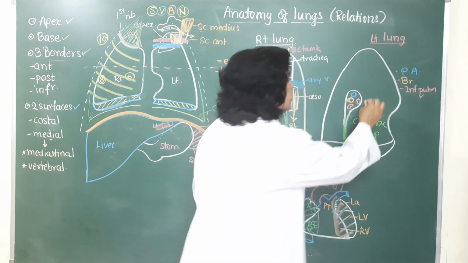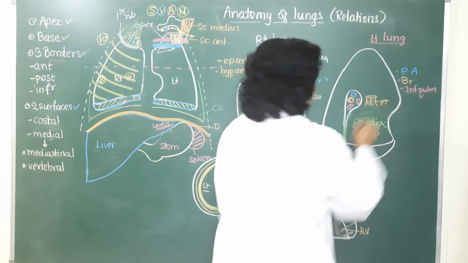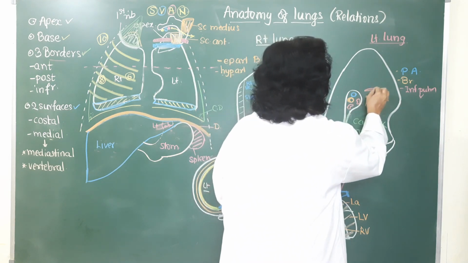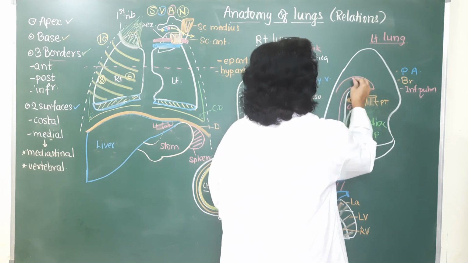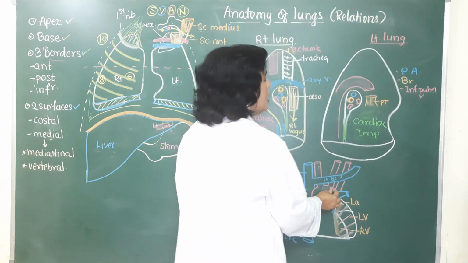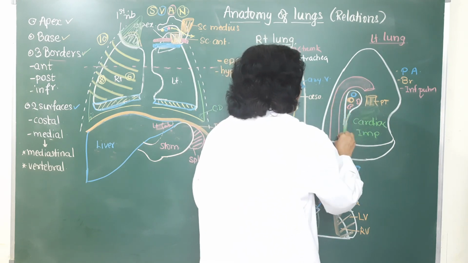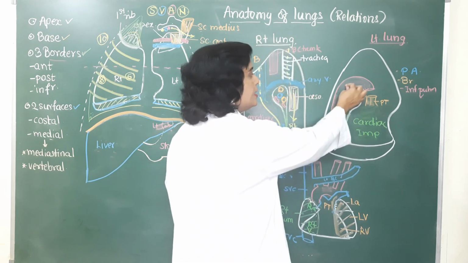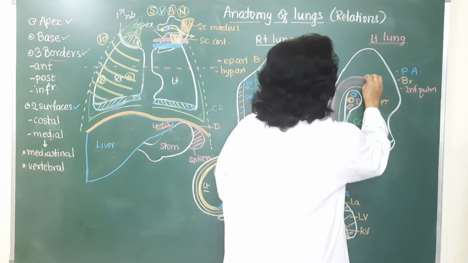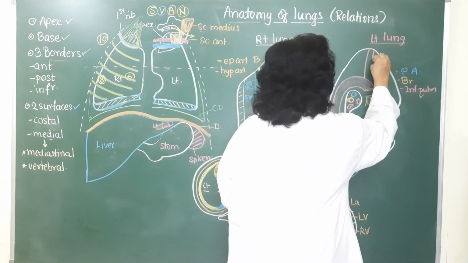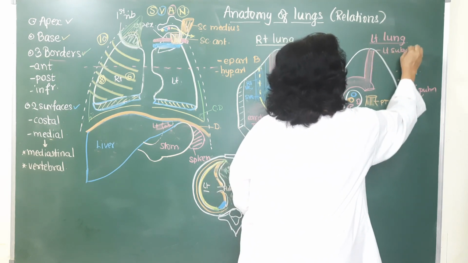Now just above that, here this is the pulmonary trunk. In this region you get one vertical groove and it lodges the pulmonary trunk. Just above the hilum you get one arch groove, which lodges the arch of aorta. The same groove continues down behind the hilum towards the inferior border, and this groove lodges the descending thoracic aorta. From the groove for the arch of aorta, one groove passes vertically upwards towards the apex, and this lodges the left subclavian artery.